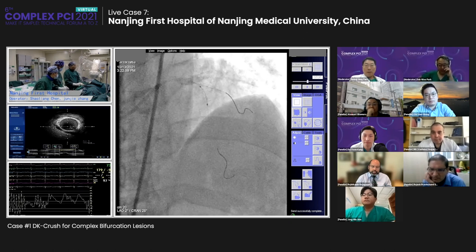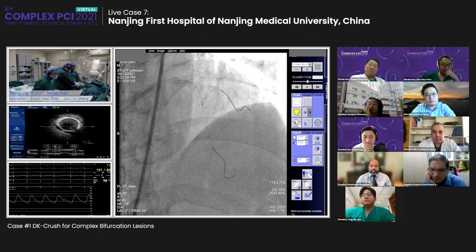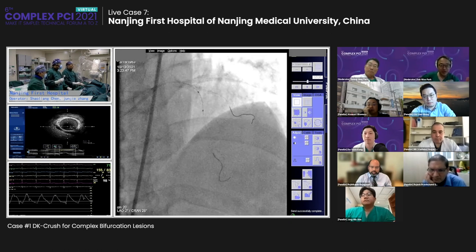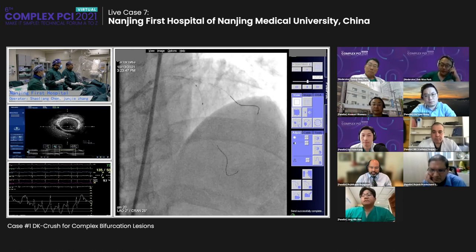Okay. Previous 3.0 non-compliant balloon. 3.0. What's the diameter? 2.5. Okay. Actually, for some complex bifurcation lesions, provisional stenting really doesn't work well. You try the first kissing: it's a 2.5 NC balloon in the diagonal and a 3.0 NC balloon in the main branch. Yeah, exactly. You are so smart, DW.